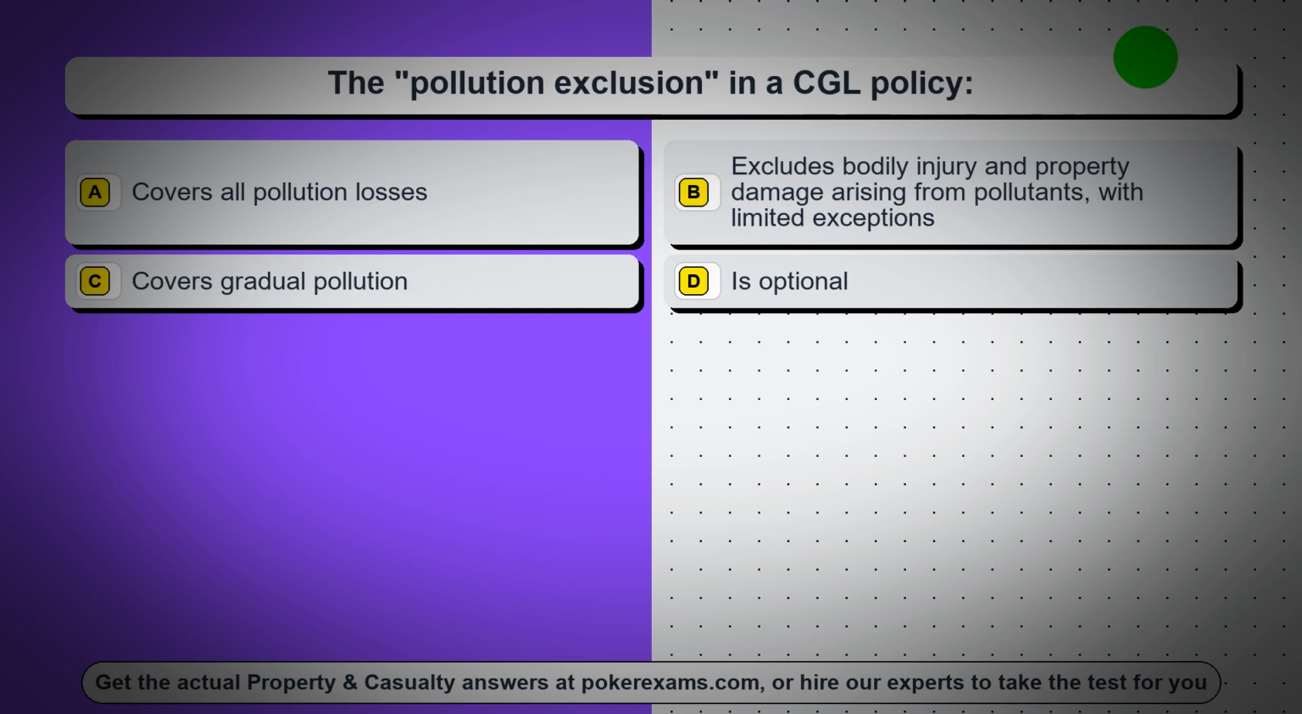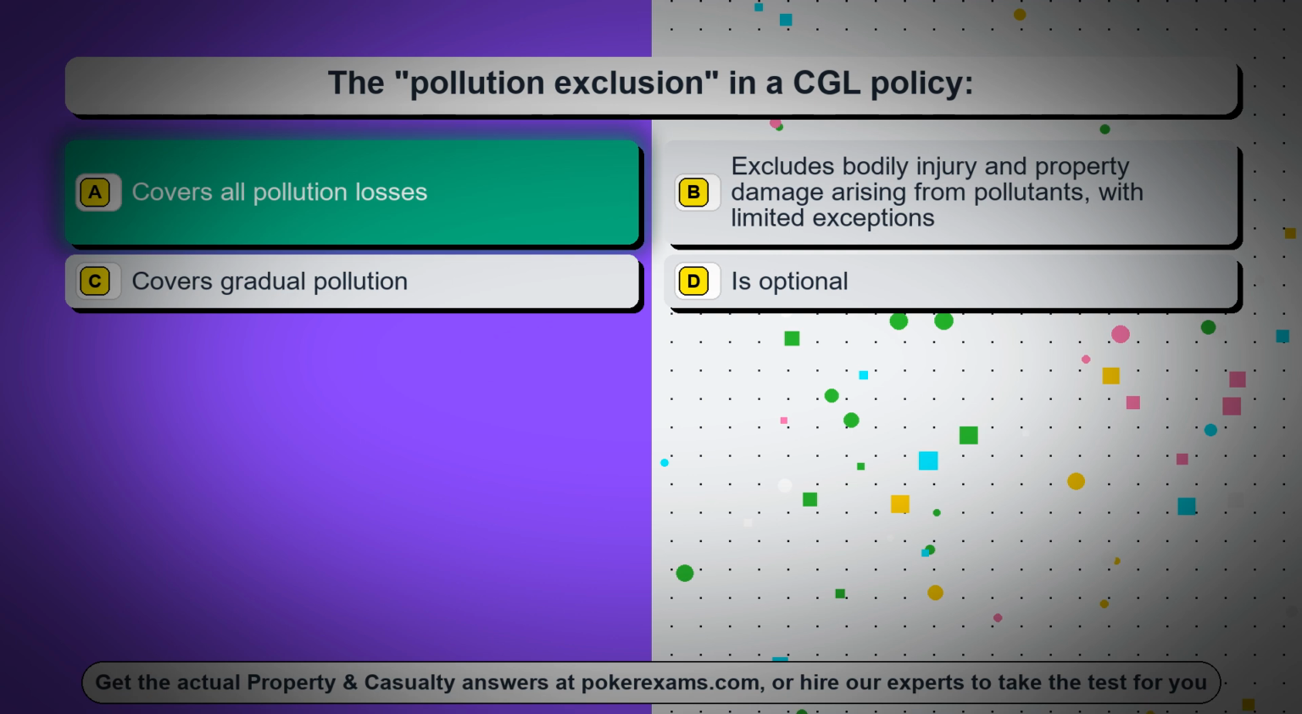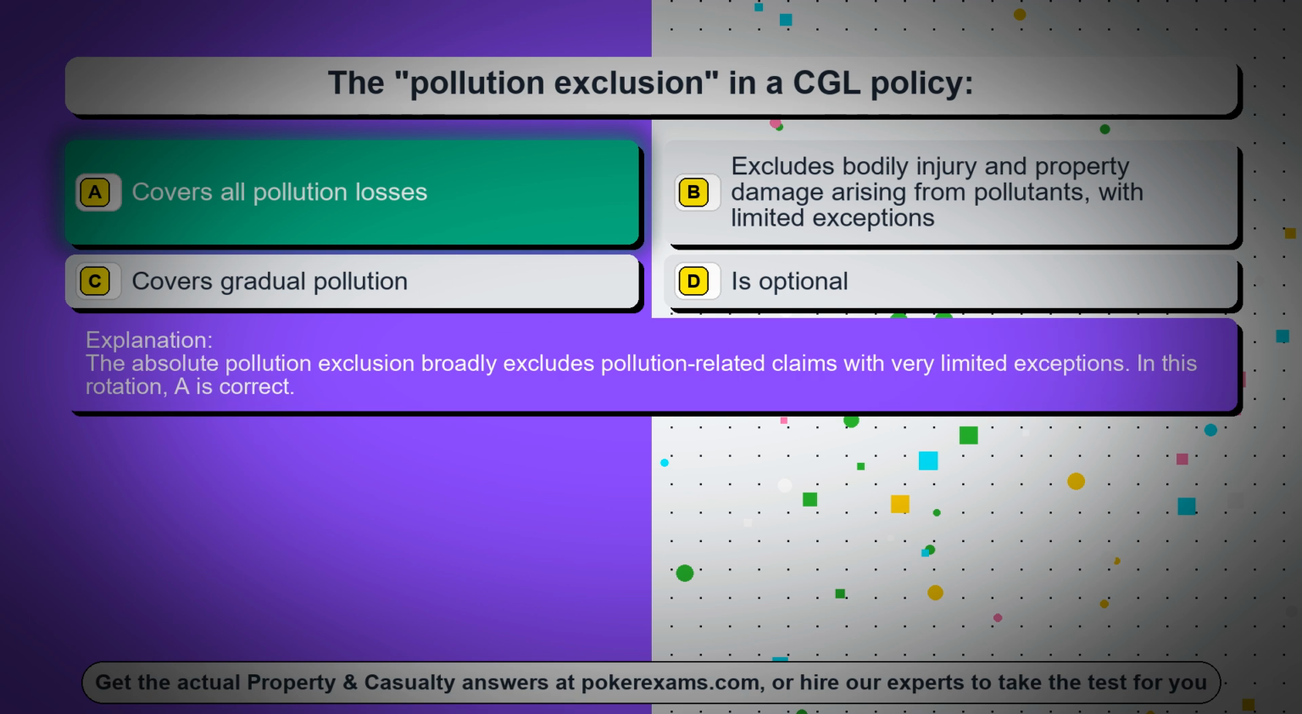Question 61. The pollution exclusion in a CGL policy: Option A, covers all pollution losses. Option B, excludes bodily injury and property damage arising from pollutants, with limited exceptions. Option C, covers gradual pollution. Option D, is optional. The correct answer is option A, covers all pollution losses. The absolute pollution exclusion broadly excludes pollution-related claims with very limited exceptions. In this rotation, A is correct.